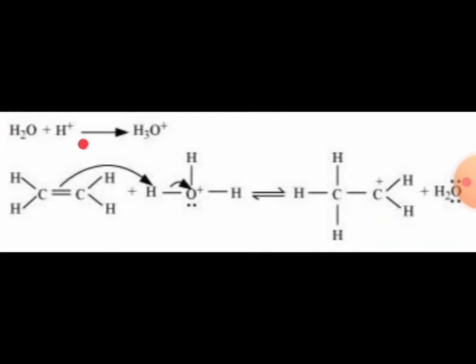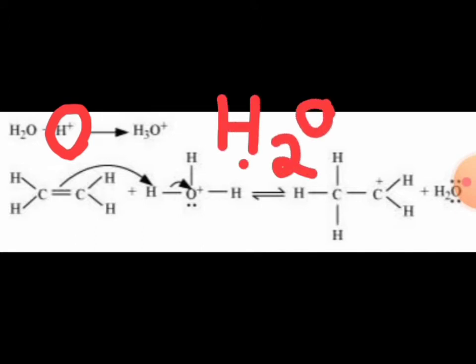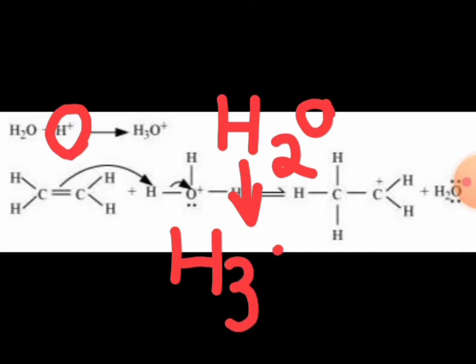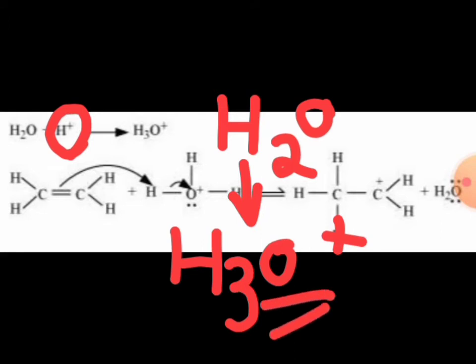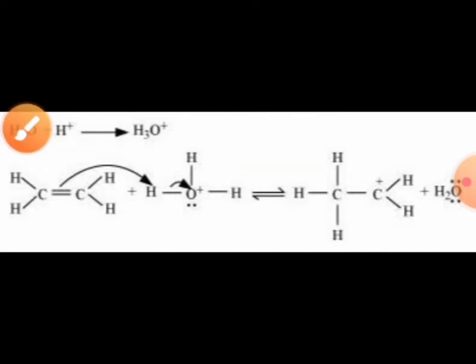So the proton coming from the acid combines with water to form hydronium ion, H3O plus. H3O plus, hydronium ion. Now this hydronium ion acts as an electrophile. So that is responsible for the protonation of alkene to form carbocation by the electrophilic attack of hydronium ion. So the hydronium ion, as you can see, shows the electrophilic attack onto the alkene.